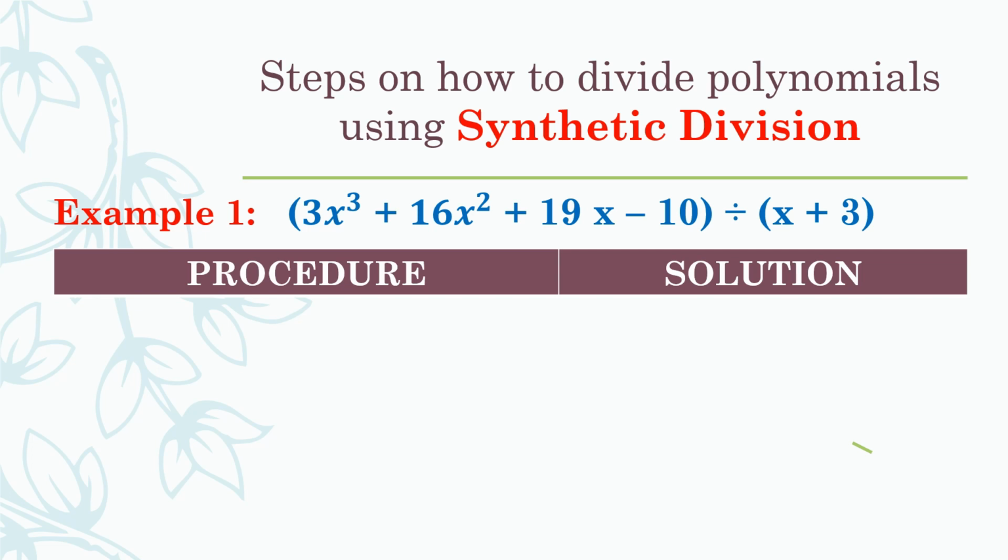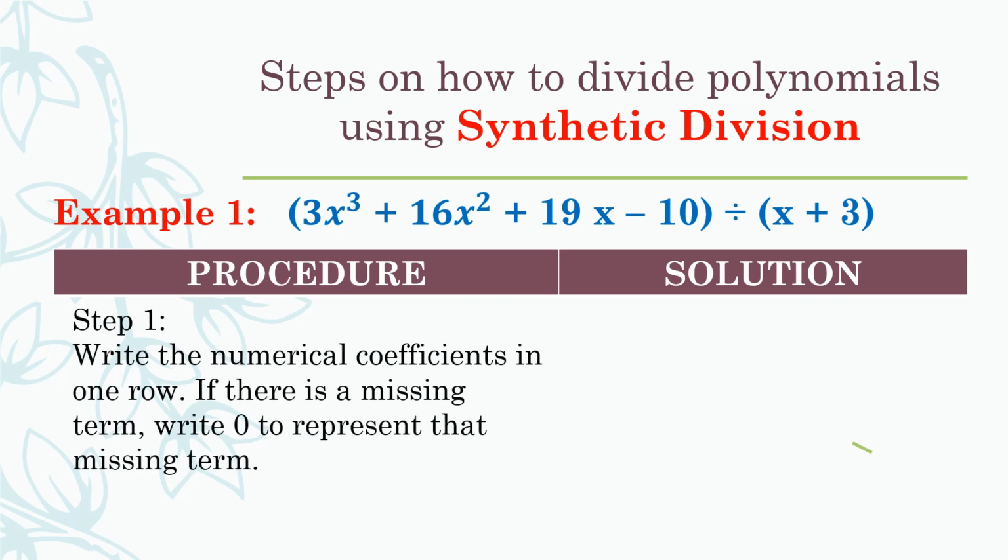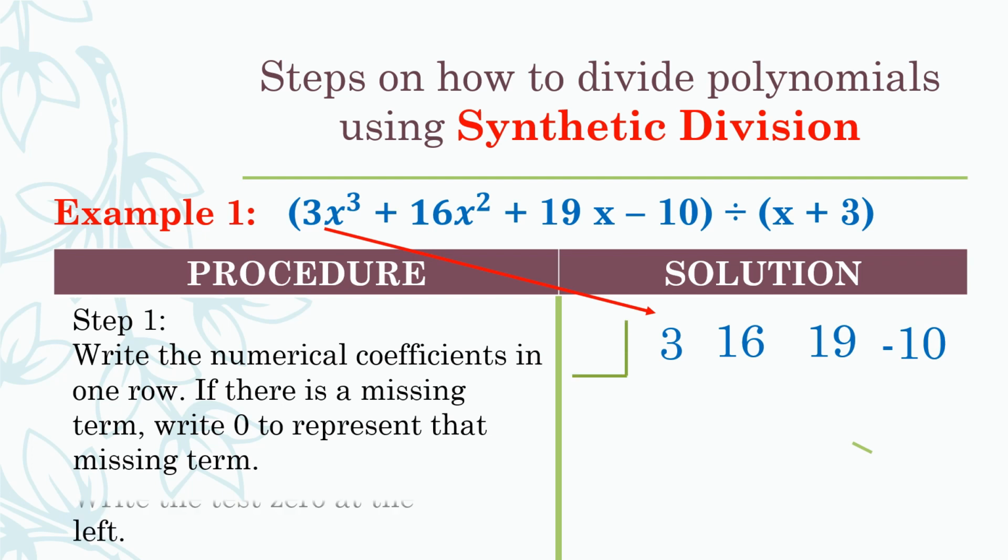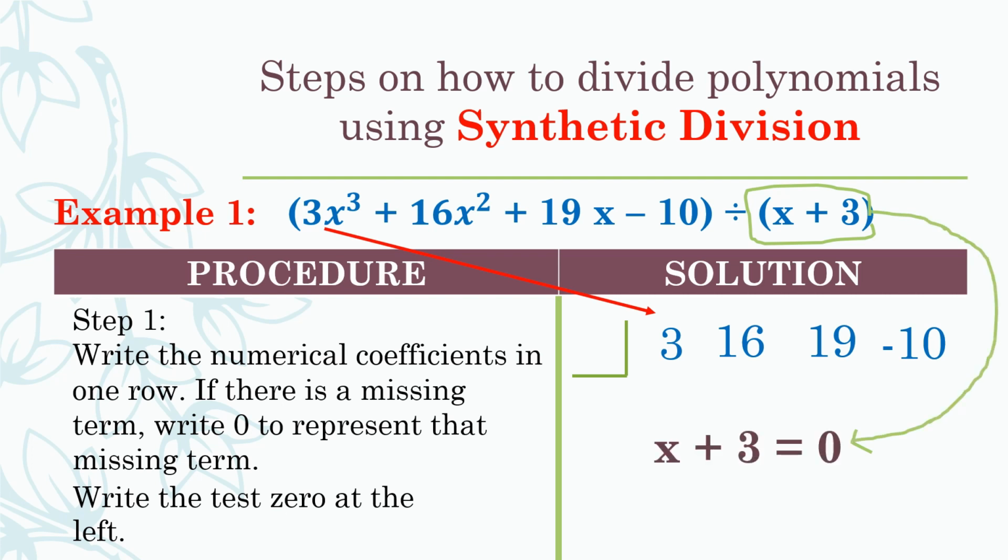Procedure, step number 1. Write the numerical coefficients in one row. If there is a missing term, write 0 to represent the missing term. Solution, we will write all the numerical coefficients of the dividend. The numerical coefficient of x cubed is 3, of x squared is 16, of x is 19, and the constant term is negative 10. Then, we will get the test 0. We will get the test 0 by getting the divisor, which is x plus 3, and equate it to 0. The answer is negative 3. Write the test 0 at the left.